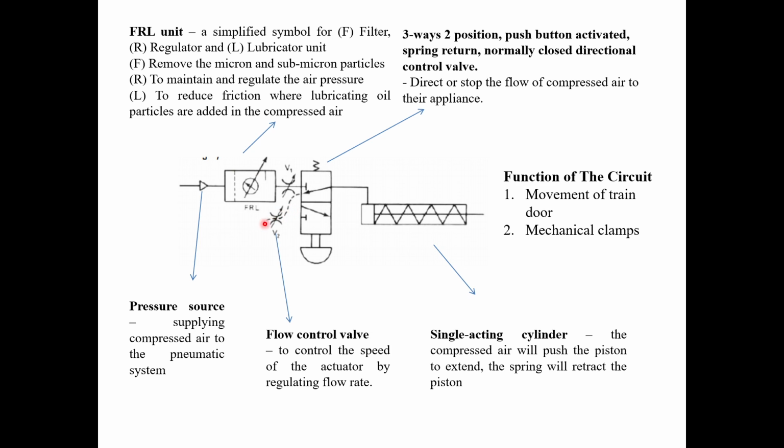Today I will explain about example 1, simple single acting cylinder circuit. So the first component we have here is a pressure source where it supplies compressed air to the pneumatic system. And the next component we have here is the FRL unit, consisting of filter, regulator and lubricator.